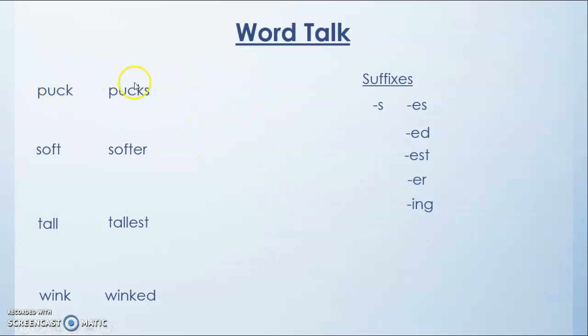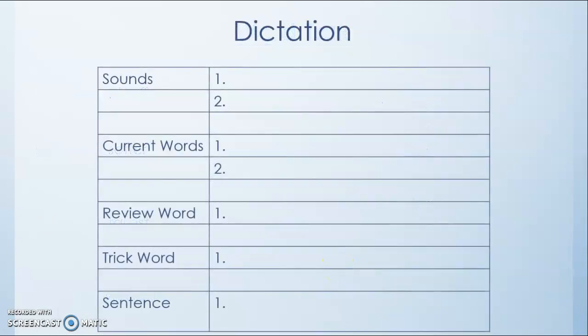Winking. So we have S and ES, make things plural, more than one thing. ED, something that already happened. EST is when we're comparing something to more than two things. ER is when we're only comparing two things. And ING is when something is happening in the moment, right now. Like right now, I am clicking to change slides.